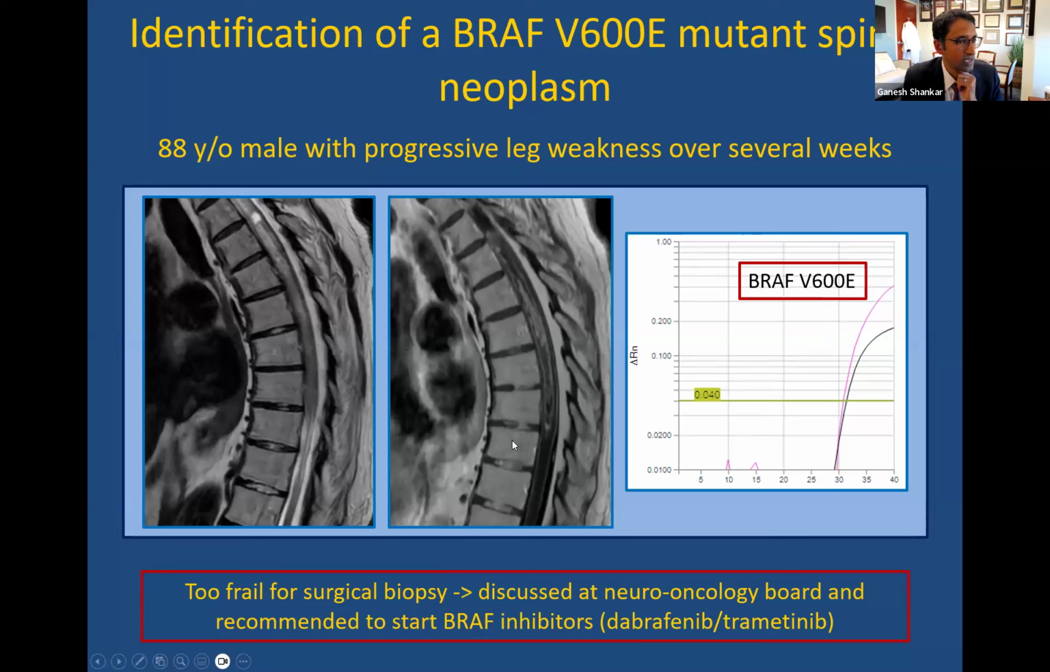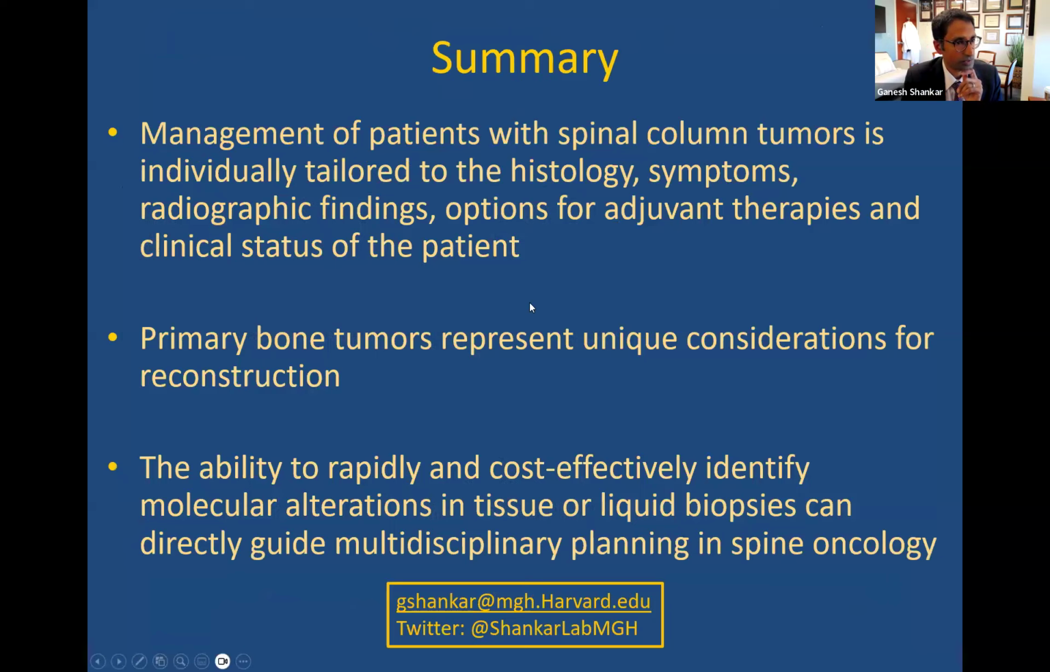V600E mutation. And obviously it's still considered off the grid, because there's really no precedent for making a treatment decision on data like this, because this is just coming into the world right now. But this patient was discussed at our neuro-oncology board, and the recommendation based on the multidisciplinary group was to actually use this result to initiate BRAF inhibitors to target this disease. And so this is the hope, that we would be able to personalize treatments for patients without having to commit to a surgery.